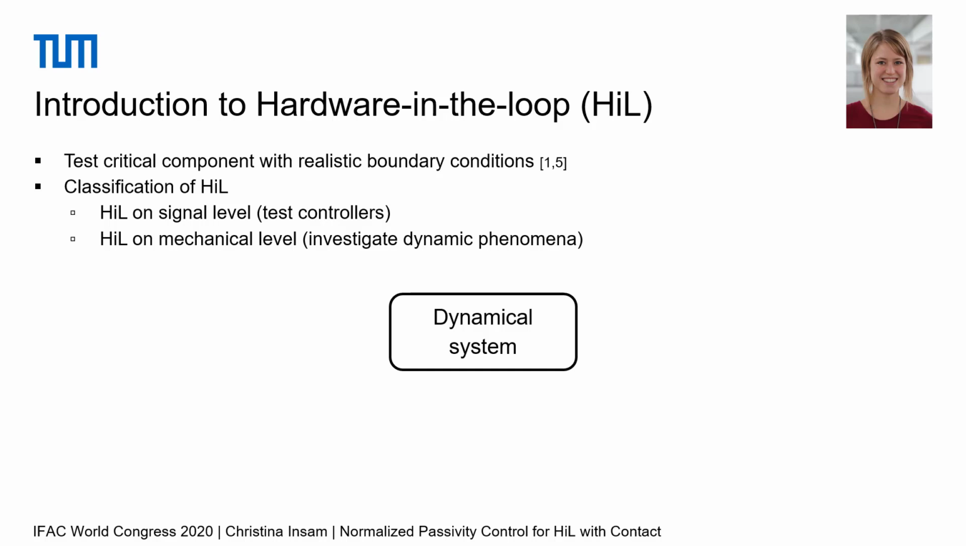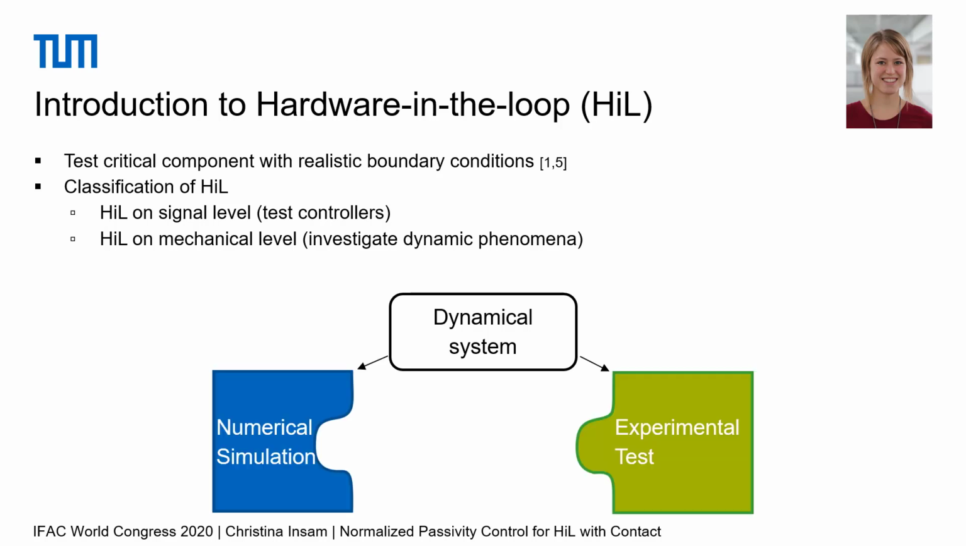Hardware in the loop is a method to test components already during the development stage under realistic conditions. The idea is to test critical parts experimentally, and the rest of the structure is simulated in a co-simulation on the computer. With this approach, the dynamics of the whole dynamical system can be investigated. We work with a method called hardware in the loop on mechanical level, or also often referred to as real-time hybrid simulation. In this hardware in the loop approach, displacement and force information are exchanged in real time at the interface.